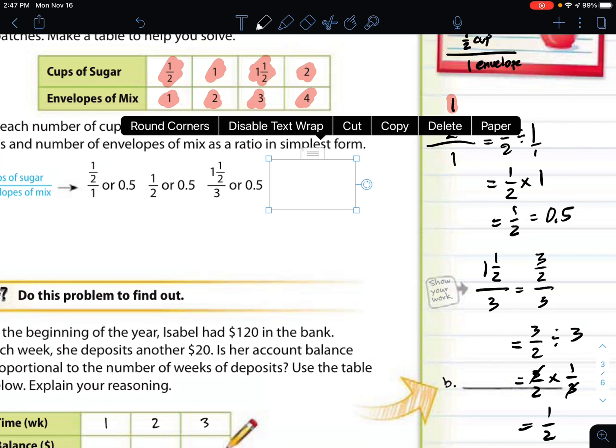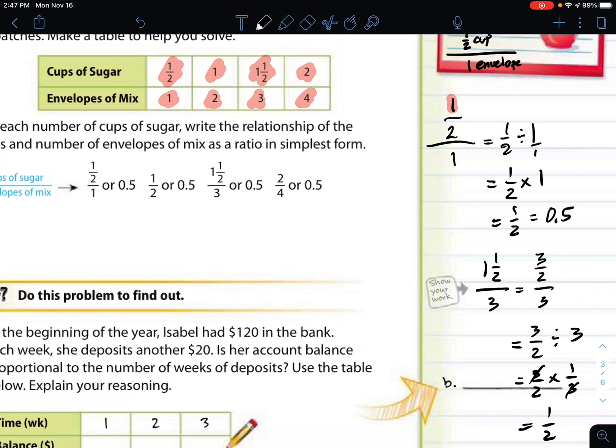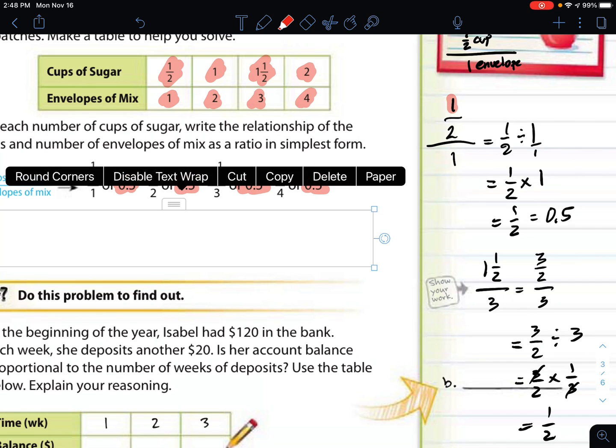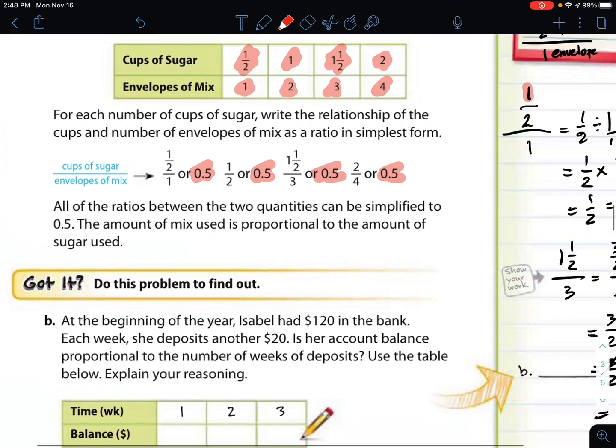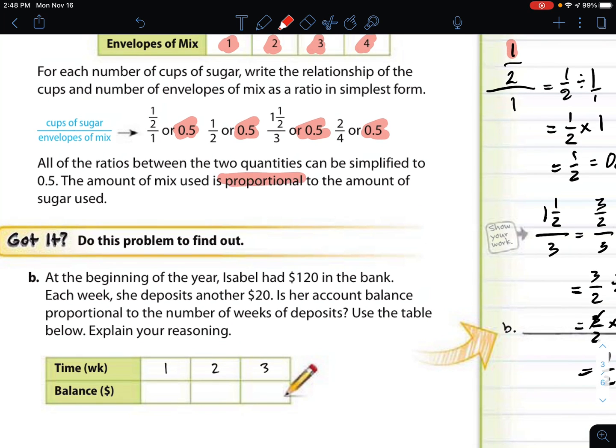Same thing. And we know that 2/4 is also the same as 1/2 or 0.5. Now if you notice, we have a constant ratio of 0.5. So in this case, all of the ratios between the two quantities can be simplified to 0.5. So the amount of mix used is proportional to the amount of sugar used.